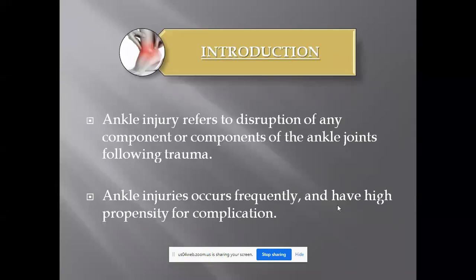Firstly, we have already gone through the assessment and the anatomy part. I'll just go with a small introduction. Ankle injury refers to disruption of any component or components of the ankle joint following trauma. Usually it happens because of trauma. The next point is that ankle injury occurs frequently and has a high propensity for complications.